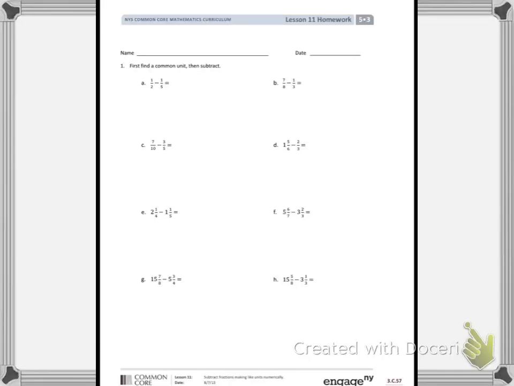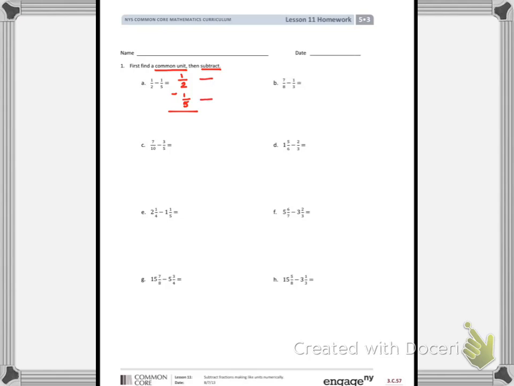This is Module 3, Lesson 11's homework on the first page. On problem number 1, the directions state, first find a common unit, then subtract. So we're going to look at 1a, and we have a half minus 1/5. So we need to go ahead and find a common denominator between the two.